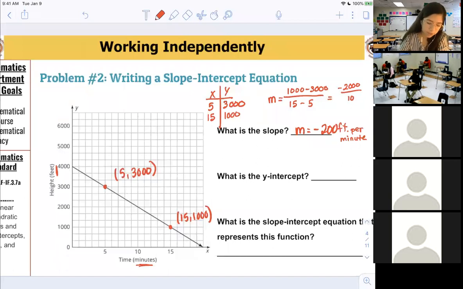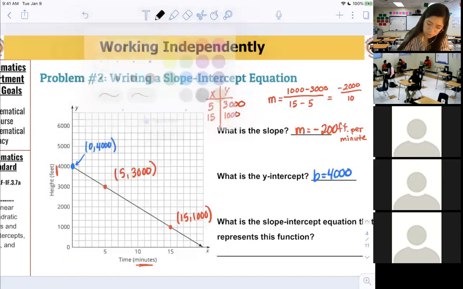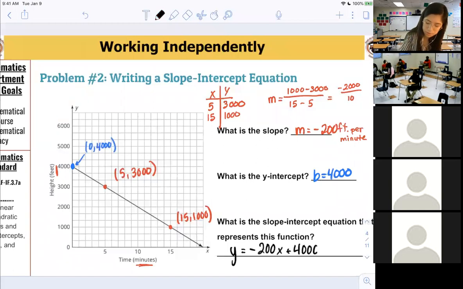Then I look at my y-intercept, and actually, just like the previous problem, the y-intercept is at 4,000. This is 0, 4,000. So b is 4,000, which means my equation is y equals negative 200x plus 4,000. Any questions on number 2?